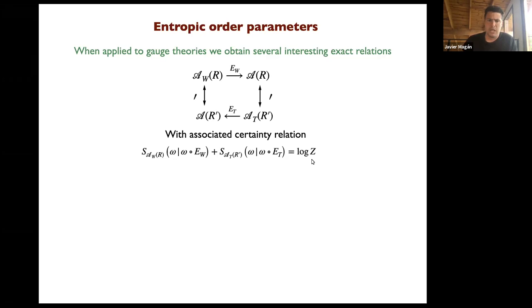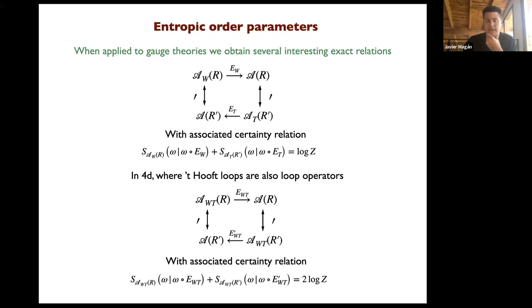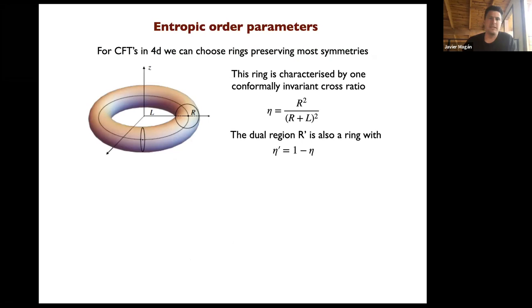't Hooft loops are also real loop operators, so real lines, and we can include also 't Hooft loops in the ring, and also we can include both Wilson and 't Hooft loops in the ring R and in the ring R prime, and then we get this complementarity diagram with an associated certainty relation that provides twice the previous result. We can do even a little bit better in 4D, if we assume conformal symmetry, and we choose rings that preserve most of the obvious symmetries, such as this ring here.